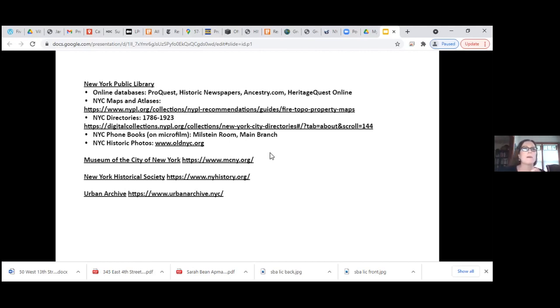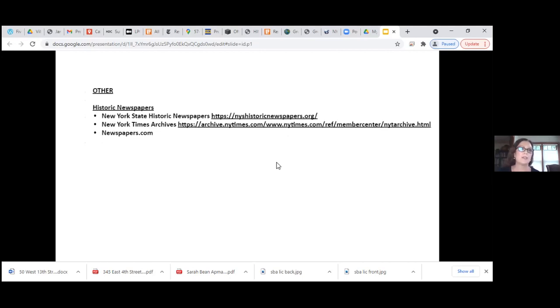And then New York Public Library also has a wonderful online historic photo search. It's map-based, so it's very easy to use. Here are some other resources: Museum of the City of New York and New York Historical Society, which have wonderful photos. And then Urban Archive, which is sort of one-stop shopping, with public libraries, access to their database, Museum of the City of New York, and other online resources as well.